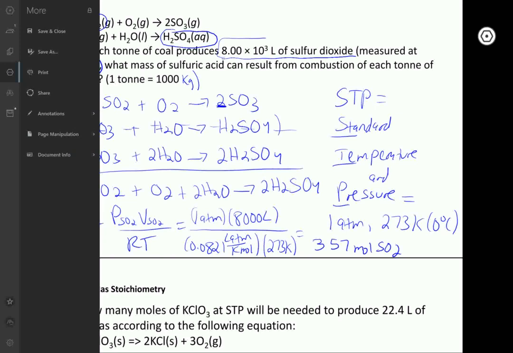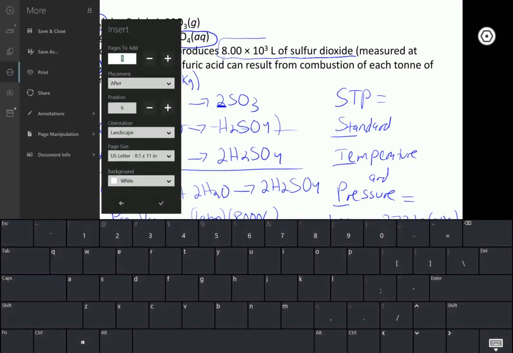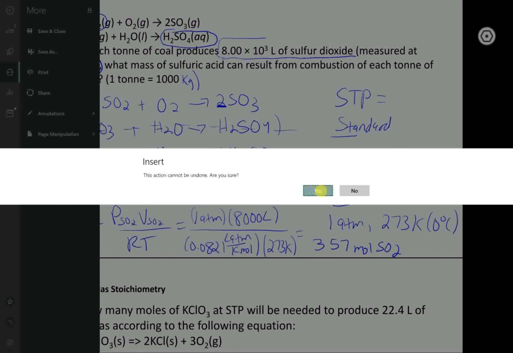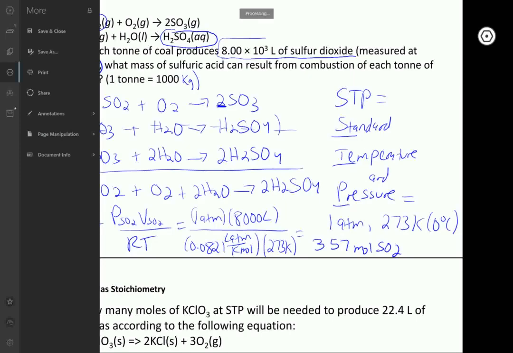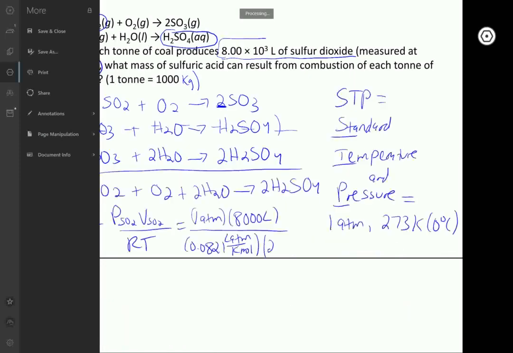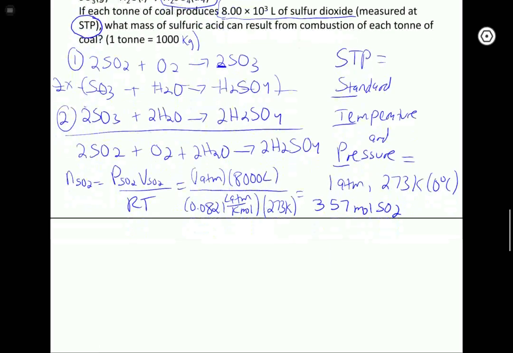I'm going to add a page here. Okay, so we have our moles of SO2. We found that from PV equals nRT. We have to know STP to get that. And now what we can do is do the stoichiometry to solve what we're looking for. So we're looking for the kilograms of H2SO4. So now it's just going to be a series of steps to convert.